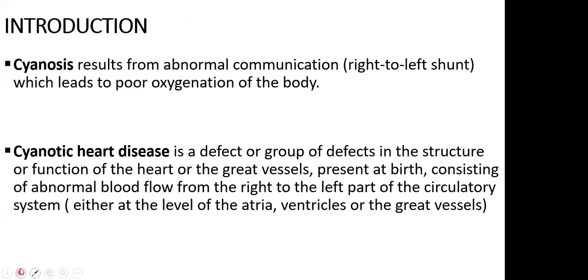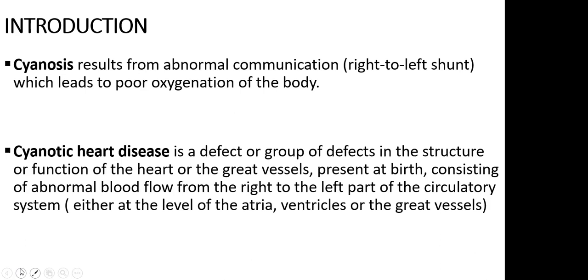Cyanosis basically results from an abnormal communication, a right to left shunt, which leads to poor oxygenation of blood, meaning that the blood on the right side of the heart is poorly oxygenated, or deoxygenated. So when there's shunting of blood from the right side of the heart into the left side, there's now a mixture of deoxygenated and oxygenated blood, thereby reducing the concentration of oxygenated blood distributed into systemic circulation. That brings about poor oxygenation to the body, and then they present with cyanosis.